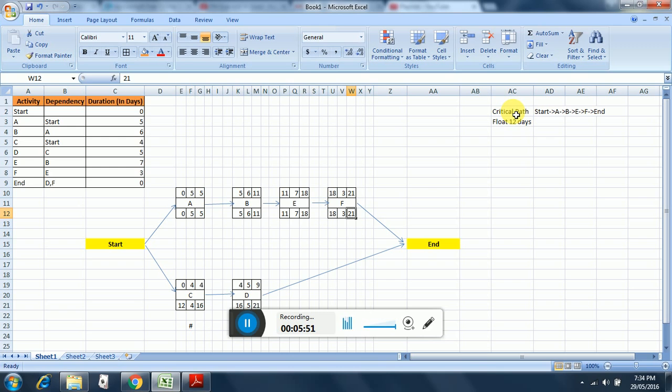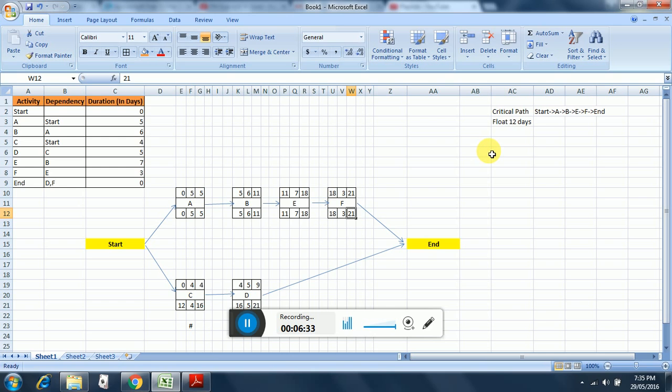Now another question that will be asked is for the critical path. Critical path is the path which requires a maximum duration. So let's calculate the duration over here. One path is this and the second path is this. The duration for this path is 5 plus 6, 11 plus 7, 18 plus 3, 21. So this takes 21 days and this takes 9 days. So 21 days is our critical path duration, and the critical path is start, A, B, E, F and end.